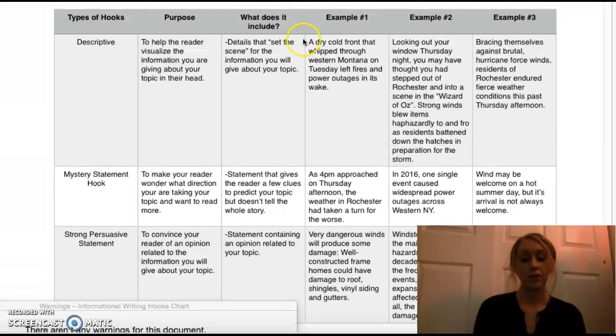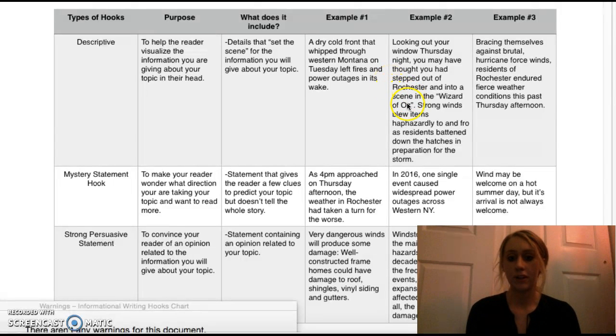For example, here I describe the windstorm as looking out your window Thursday night, you may have thought you had stepped out of Rochester and into a scene in The Wizard of Oz. Strong winds blew items haphazardly to and fro as residents battened down the hatches in preparation for the storm. So there I've begun to describe what was happening outside, which will then lead me into giving information about how someone could stay safe in a windstorm.